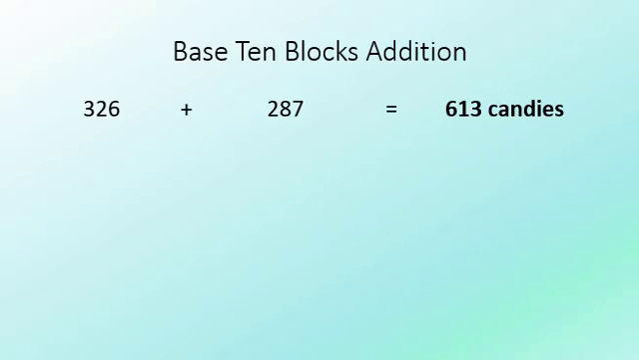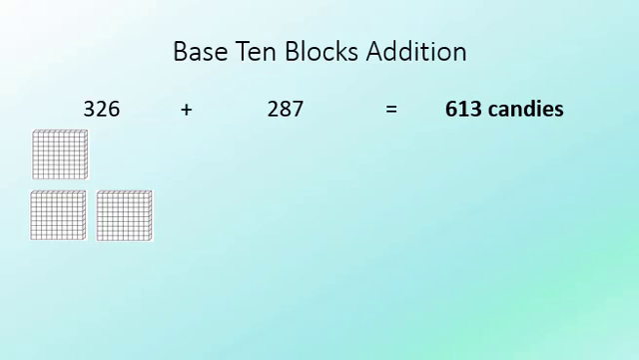The final method we'll discuss is base 10 blocks addition. This method is helpful if you prefer to use pictures to visualize the problem. First, we'll lay out the blocks to represent our first addend. Since there is a 3 in the hundreds place, we'll lay down 3 hundred blocks. Since there's a 2 in the tens place, we'll lay down 2 ten blocks. Then we'll lay down 6 unit blocks for the ones place.